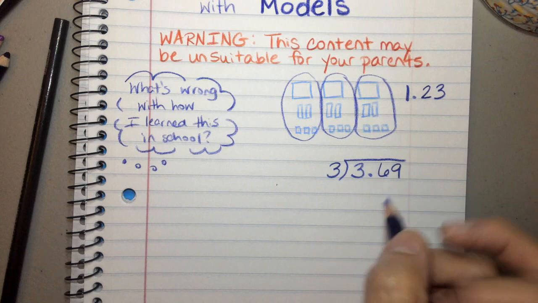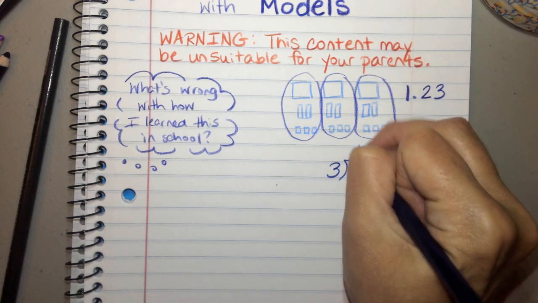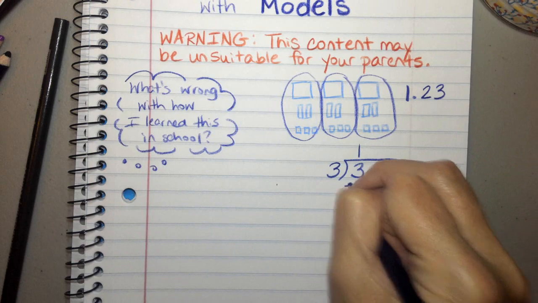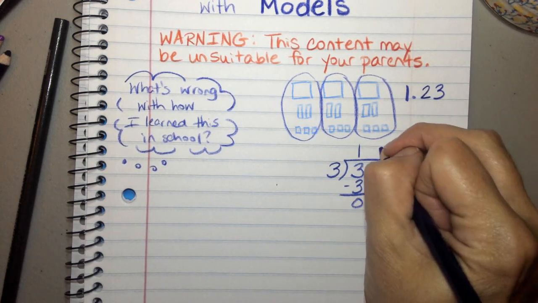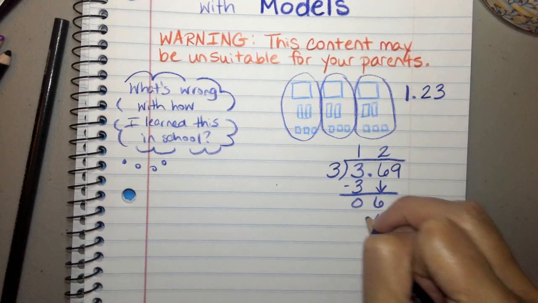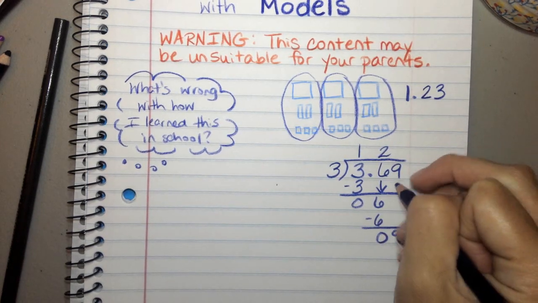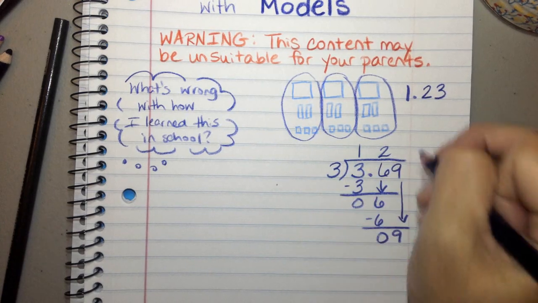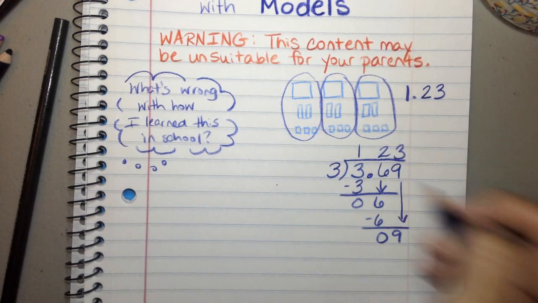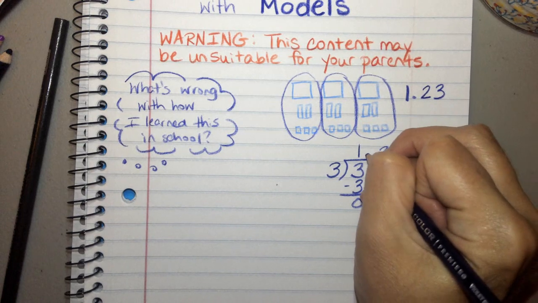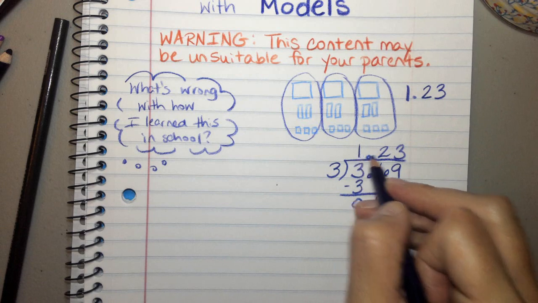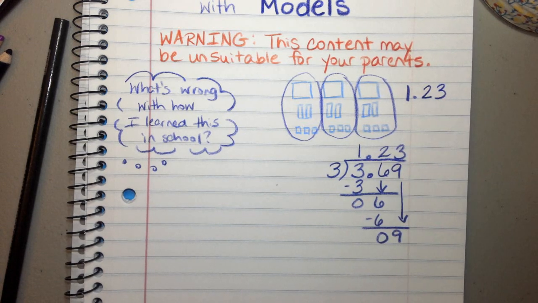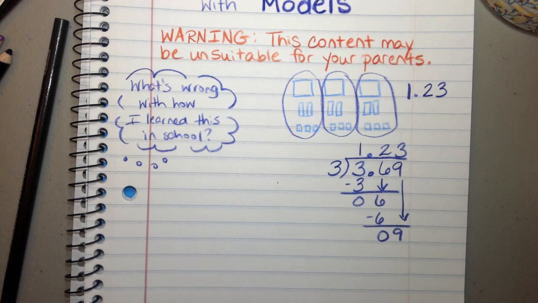Well, if I do my traditional algorithm, 3 goes into 3 one time, drop down to 6, 3 goes into 6 2 times, drop down to 9, and 3 goes into 9 3 times. When I have a decimal in the dividend, I just move it up. There's no decimal in the divisor for me to worry about. So my answer is 1 and 23 hundredths. Okay, so that's kind of how those two match up.